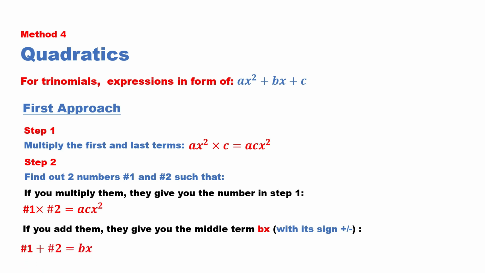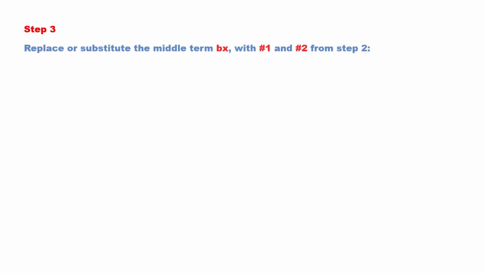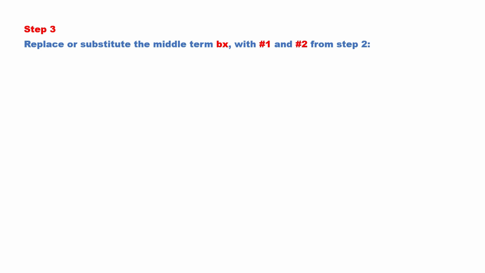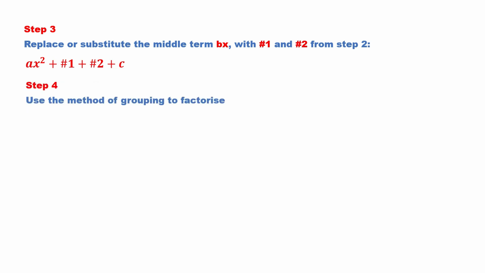Take note that if there is a negative sign on bx, you should also get a negative sign after adding the two numbers. So, after getting these two numbers from the second step, rewrite your given expression, but replace or substitute the middle term bx with the two numbers that you got from the second step. Then for the final step, you can use the method of grouping to factorize your expression.